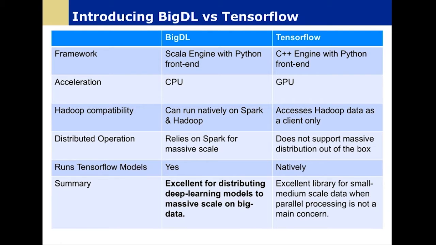BigDL relies on Apache Spark for massive scale. Other deep learning frameworks like TensorFlow do not support massive distribution out of the box, unfortunately. BigDL runs TensorFlow models, and so in summary, BigDL is going to be excellent for distributing our deep learning models to massive scale on big data.